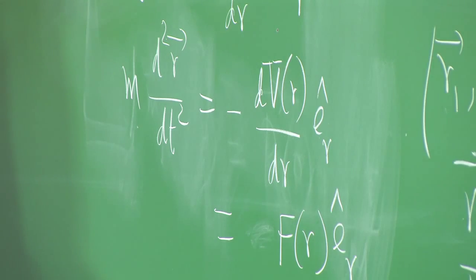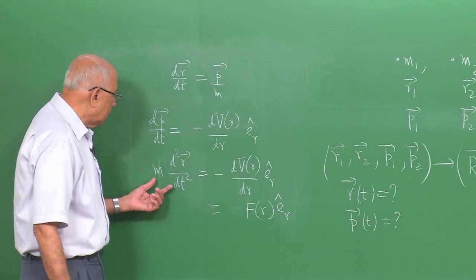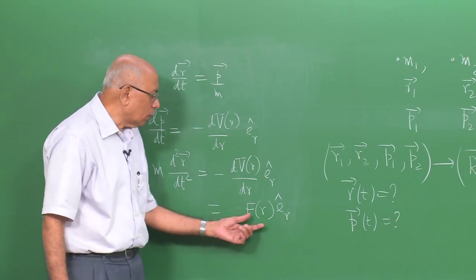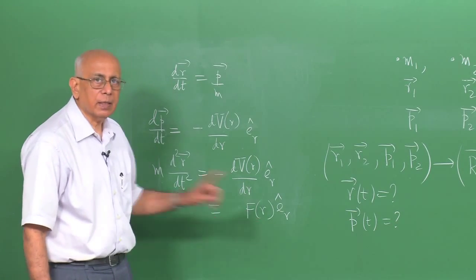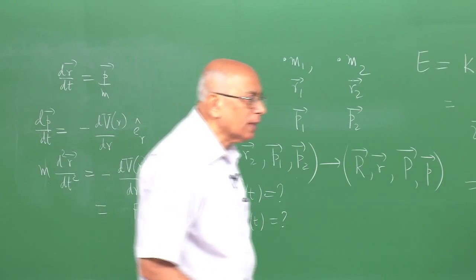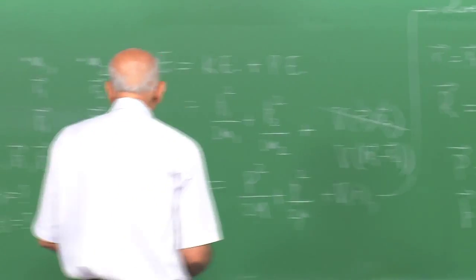And this gives us the familiar form of Newton's equation with which you are familiar, namely mass times the acceleration, the vector acceleration, is equal to the force, and in this case it's a radial force. In the case of the sun, it's an attractive force. That's the next thing we have to do. This is the Kepler problem. So let's do that.